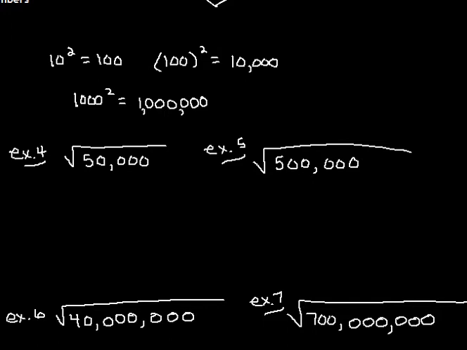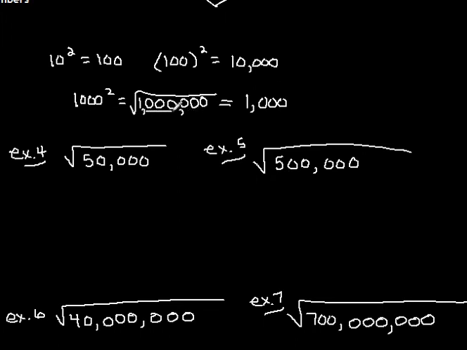Okay. Notice, if we have 10 squared, we get 100. If we have 100 squared, we get 10,000. And if we have 1,000 squared, we get 1,000,000. Whenever you square a multiple of 10, you're always going to have an even number of zeros. And if you have an even number of zeros, it's always a perfect square. So if I took the square root of 1,000,000, it's half the number of zeros, so it's going to be 1,000. So just keep that in mind.